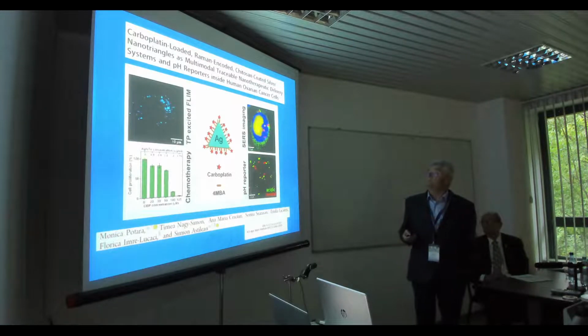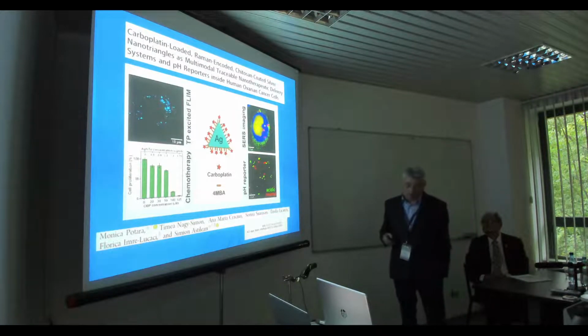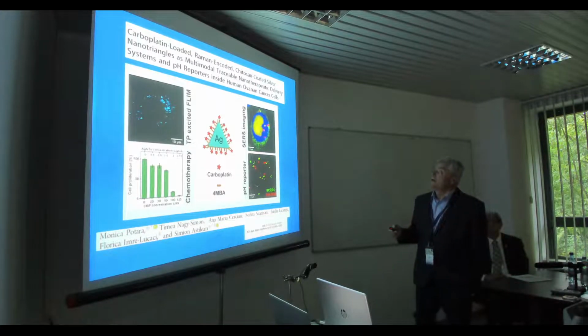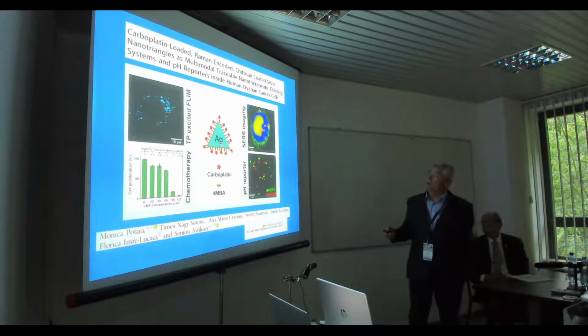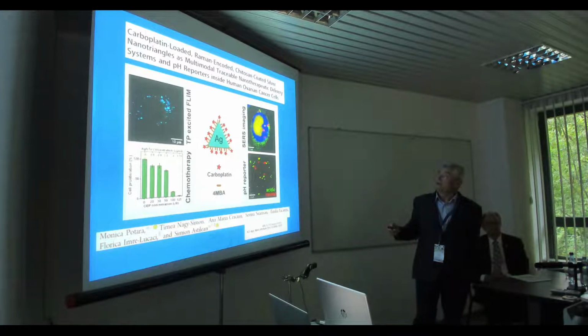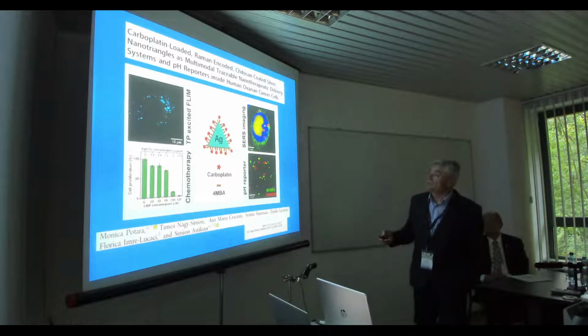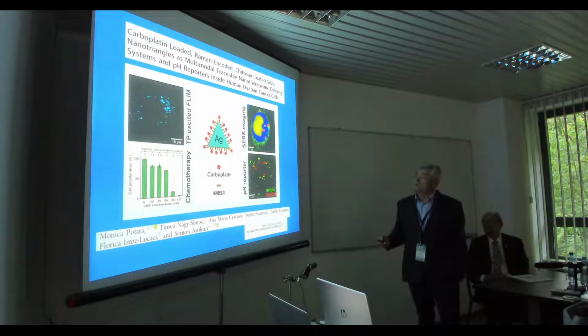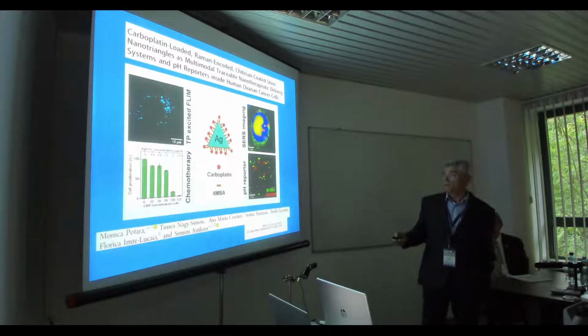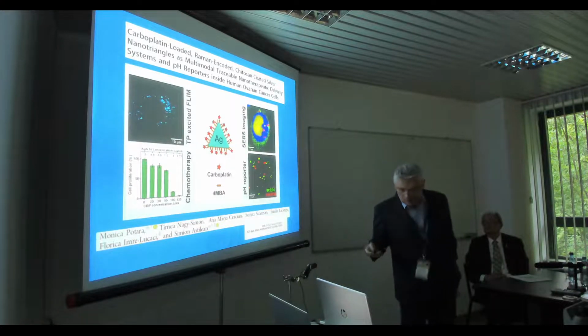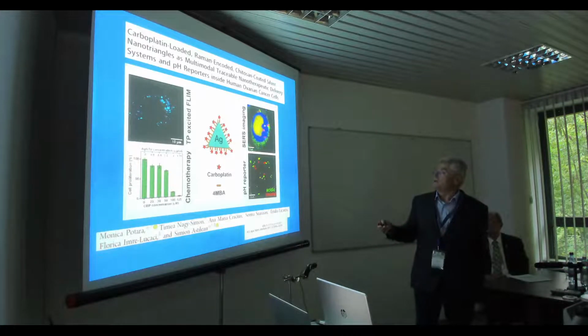Another example: we're using carboplatin, which is also a chemotherapeutic drug. It's an individual silver nanoparticle with a reporter molecule. Here you use mercaptobenzoic acid as a reporter molecule, which is very sensitive to pH. So inside the cell, you can notice the localization by the red spots.